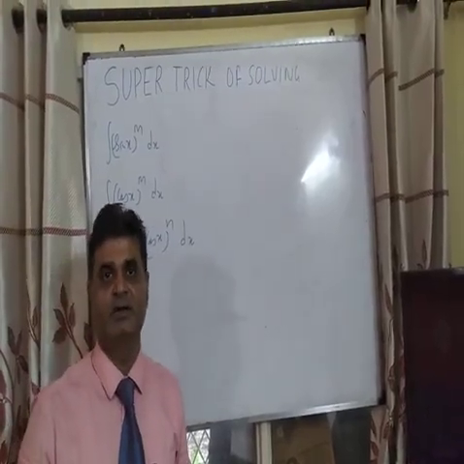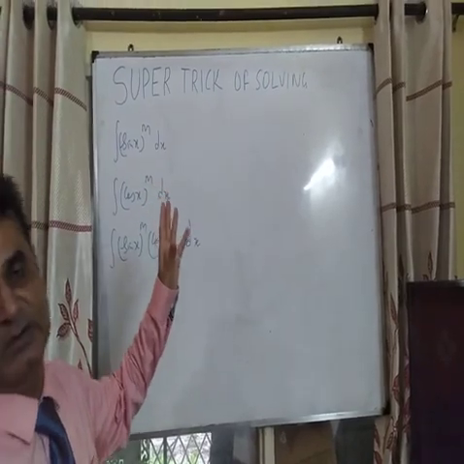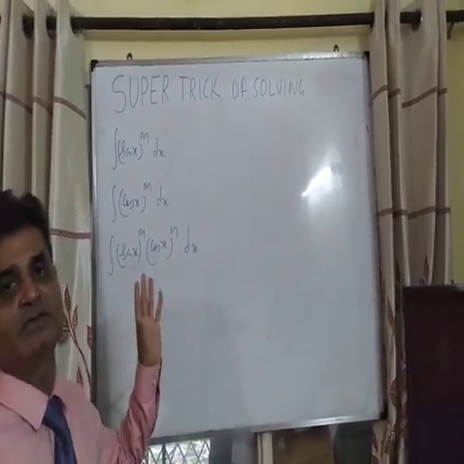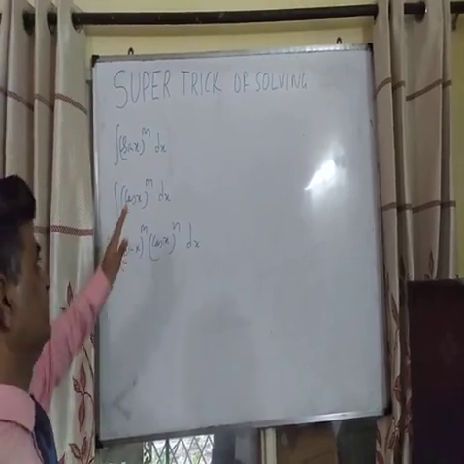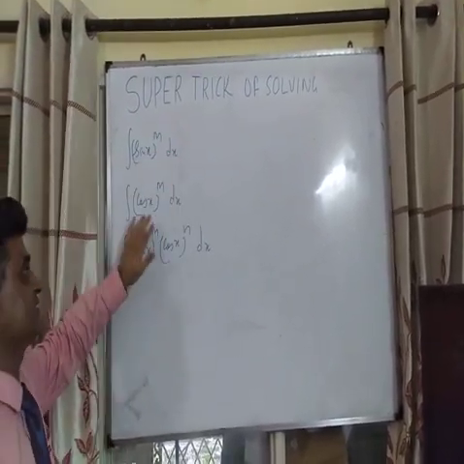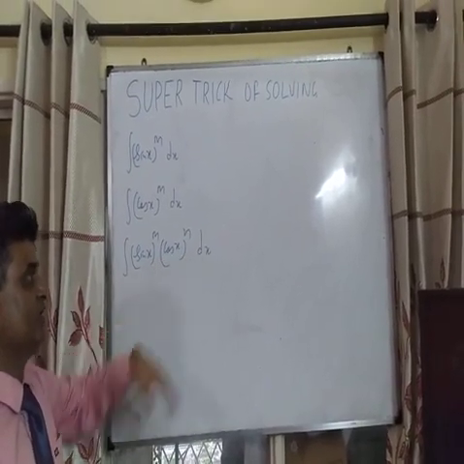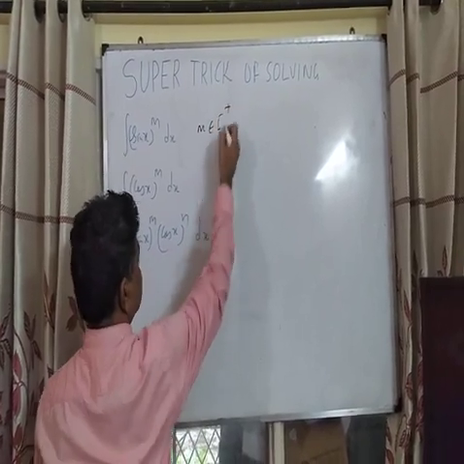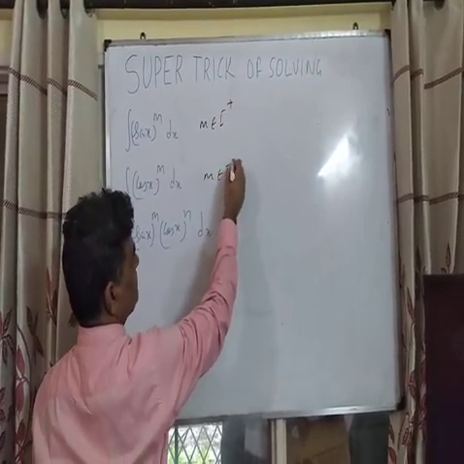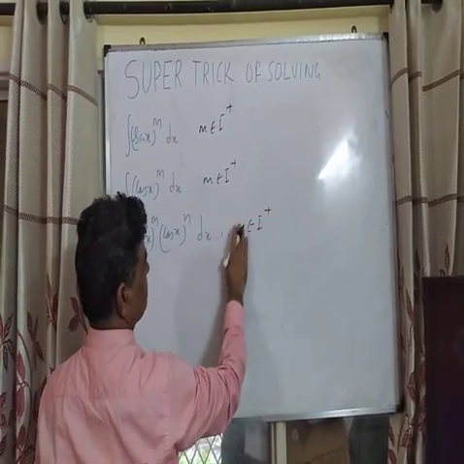Hello students. Now we are going to solve this type of problem. There is a super trick for solving this problem. Once you know this trick, it's very easy for you all to solve such kind of problems. So when we have the integral of sin x to the power m dx, or sin x to the power m cos x to the power n dx, where m and n are both positive integers.